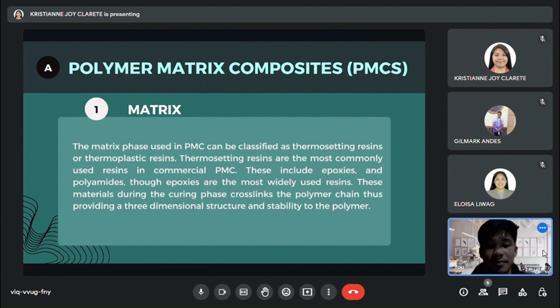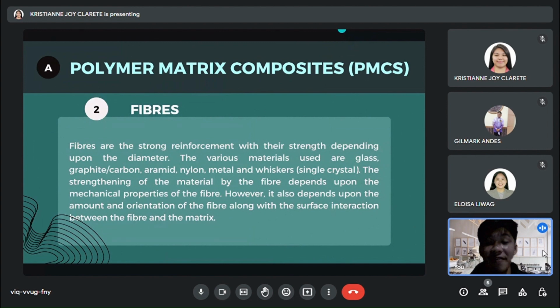Next slide. We have fibers. Fibers are the strong reinforcement, with their strength depending upon the diameter. The various materials used are glass, graphite, carbon, aramid, nylon, metal, and whiskers. The strengthening of the materials by the fiber depends upon the mechanical properties of the fiber. However, it also depends upon the amount and orientation of the fiber, along with the surface interaction between the fiber and the matrix.